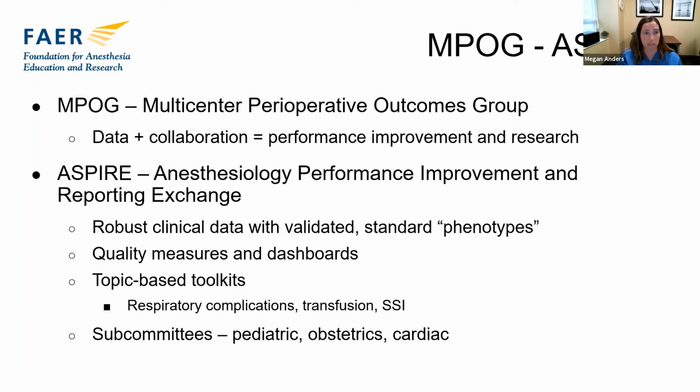This is robust clinical data with validated standard phenotypes. So they've built a construct about what does baseline blood pressure mean? What's the definition of a holiday if you're trying to compare the outcomes on a weekday versus a holiday? They have some of that built in that makes the data more accessible and easier to answer quality questions. ASPIRE also has their own set of quality measures and dashboards, as well as topic-based toolkits for quality improvement, and are evolving their subcommittees to include pediatric, obstetrics and cardiac. So some exciting work there on the horizon for ASPIRE.